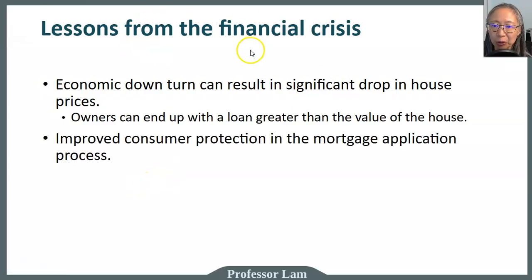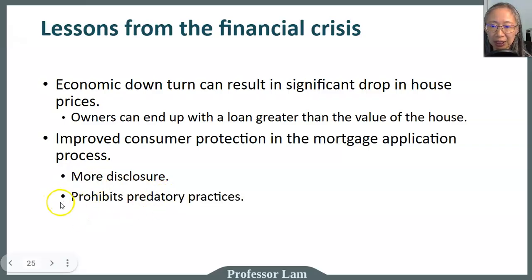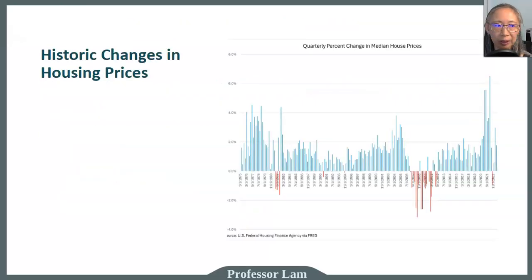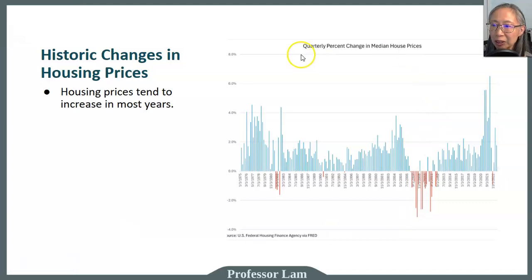As a result of the financial crisis, the government has increased consumer protection, particularly in the mortgage application process. They require more disclosure from the lenders and also require borrowers to provide more documentation to show that they can afford the mortgage. In particular, they prohibit predatory practices, meaning they prevent lenders from giving out mortgages to people who simply cannot afford them. You can see that overall, these are the quarterly percentage changes in house prices.